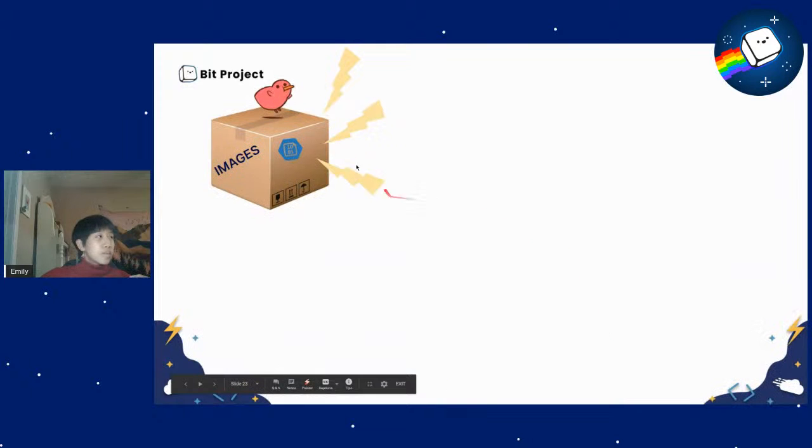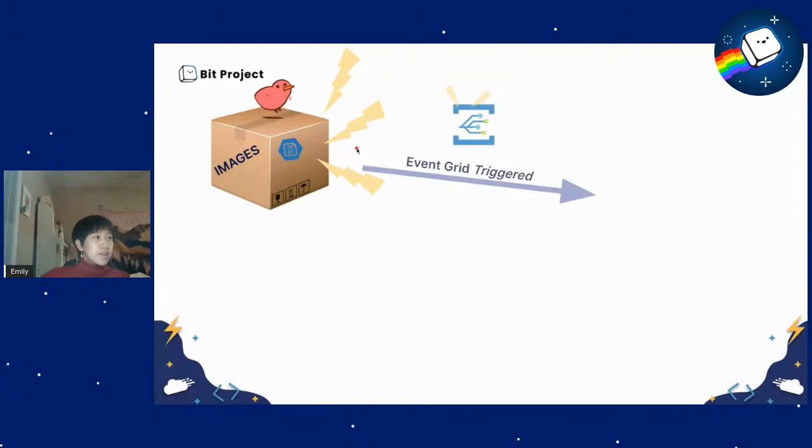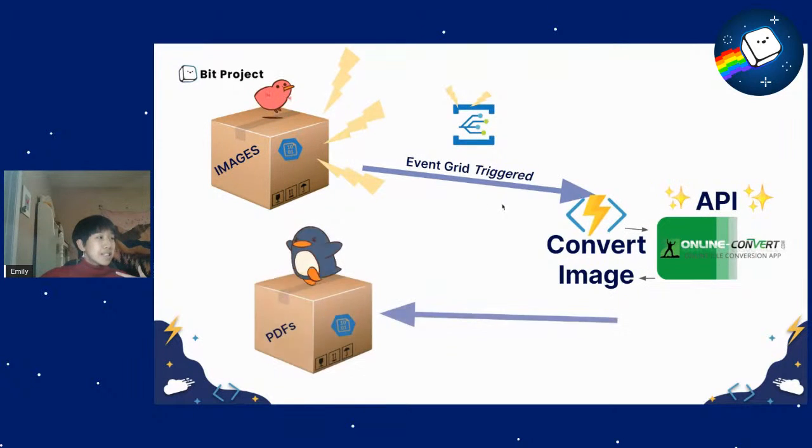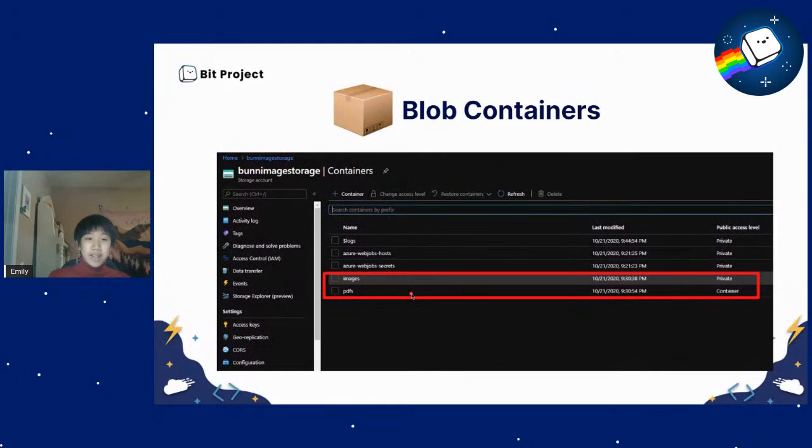So what happens when Bob the bird is stored in the images container? The Event Grid is triggered, and that results in the convert image function being fired. It interacts with the API, and then lastly stores Poppy the penguin in the PDFs container. Now that we're talking about that, what are blob containers? You can think of them like folders in a file system. They let me organize my files so I know where to get what.